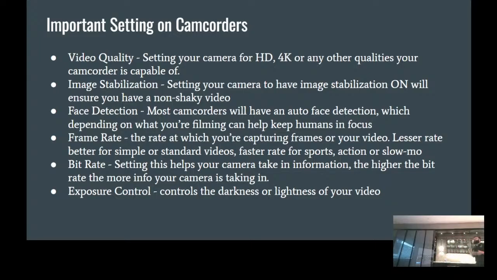Frame rate, the rate at which you're capturing frames for your video. Lesser rate, better for simple or standard videos. And faster rates, better for sports, action, or slow-mo. Bit rate. Setting this helps your camera take in information. The higher the bit rate, the more information your camera is taking in. And then exposure control. Controls the darkness or lightness of your video. These are things that are simple in the settings. It can get even more advanced than this. But these are, to me, some of the most important ones that as a brand new, maybe cinematographer or someone looking for video, you might want to think of.